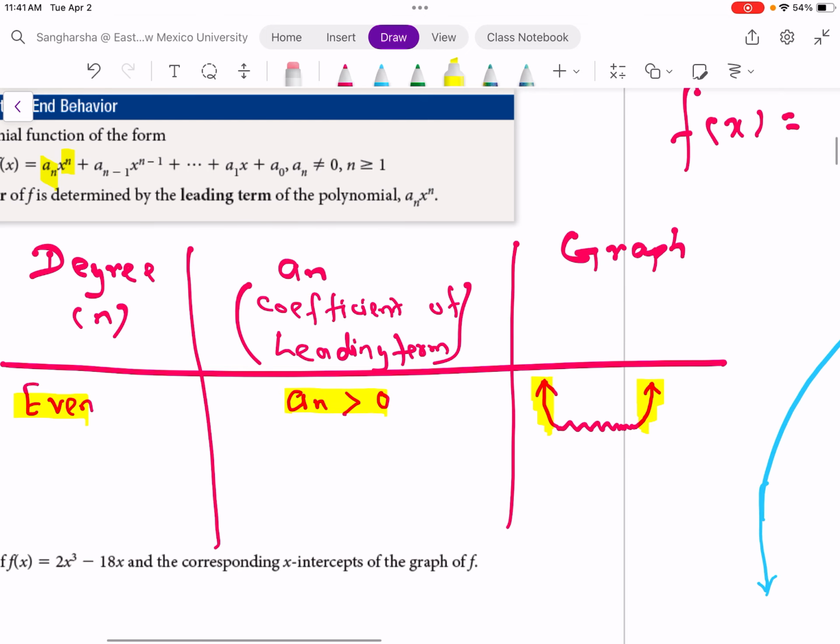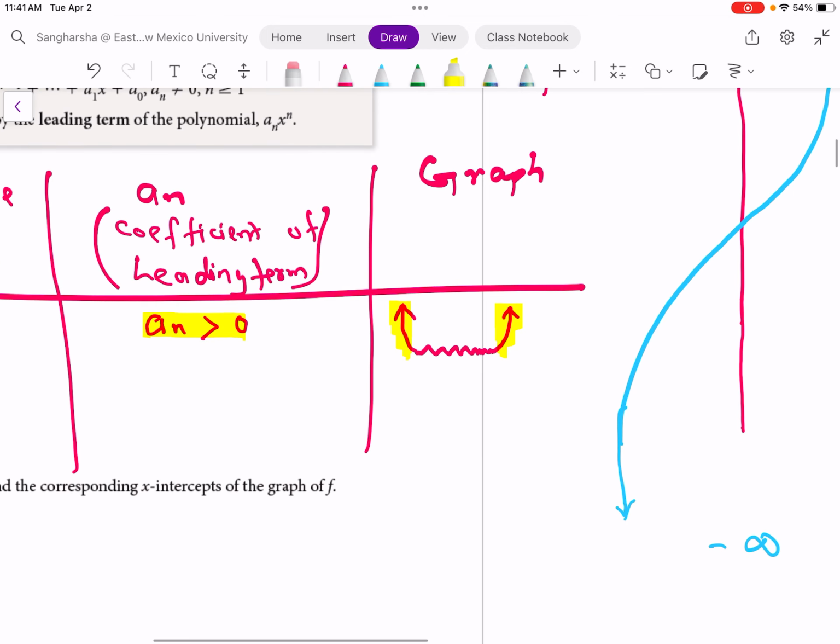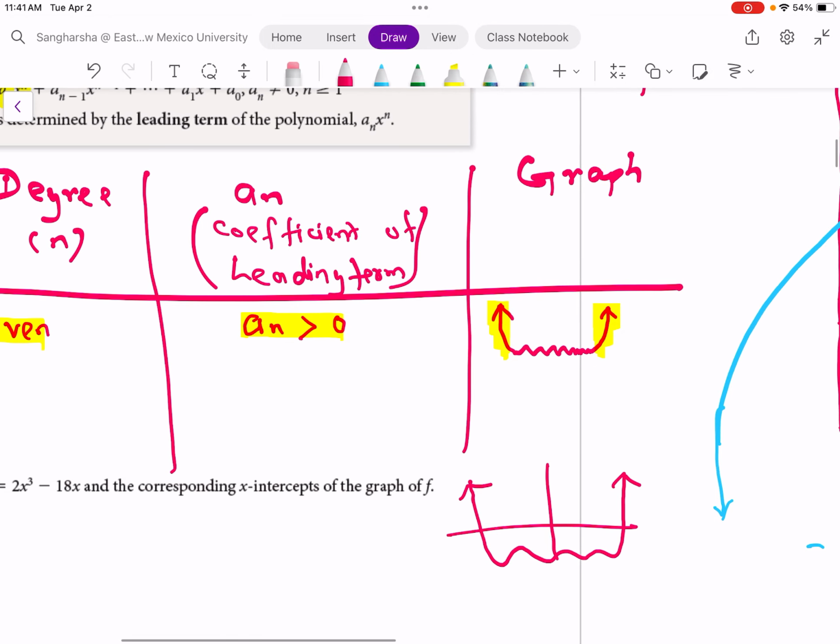If the coefficient of the leading term is greater than 0 and the degree is even, we have a parabola-like shape. It's pretty similar to the parabola, but in the middle we can have any graph. For example, we might have a graph like this. Now if this is the graph, what can we say? This function has an even degree and the coefficient is greater than 0.